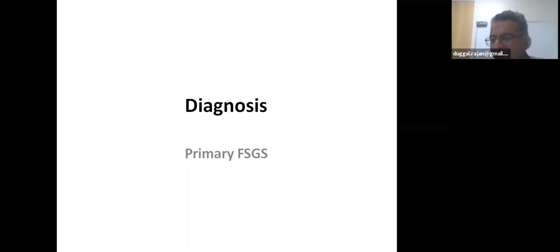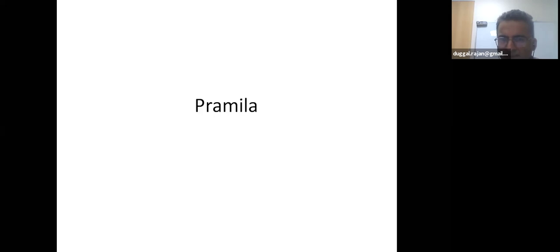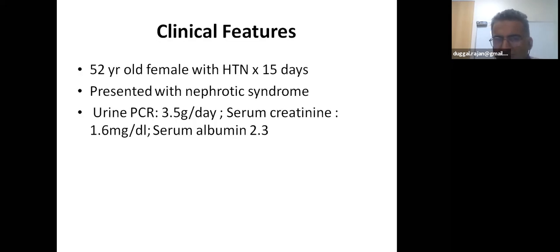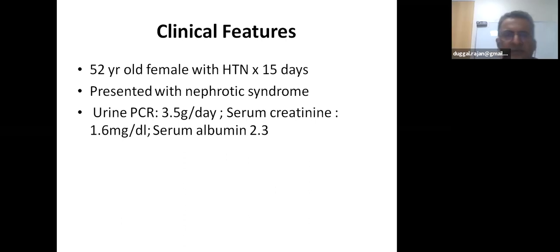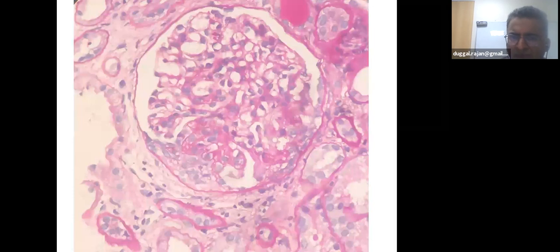So we come to the second case. This is Pramila. Pramila is a 52-year-old female with hypertension for 15 days, presented with nephrotic syndrome. Urine PCR was 3.5 grams, serum creatinine was 1.6 milligram, and serum albumin was 2.3. So in this case also you can see a segmental sclerosis.